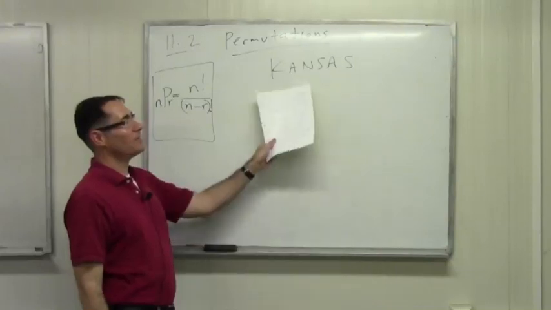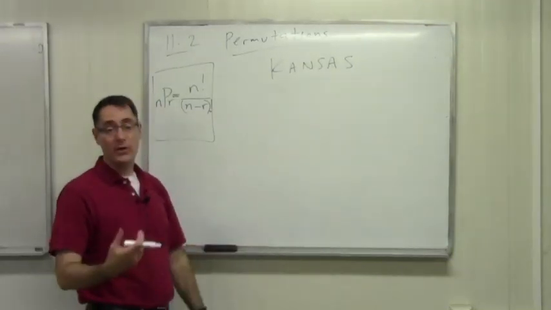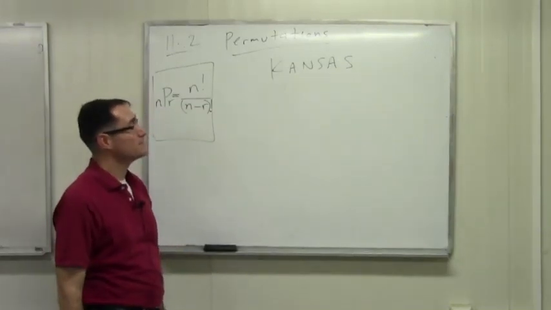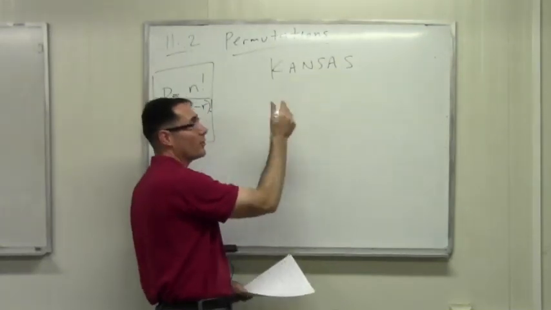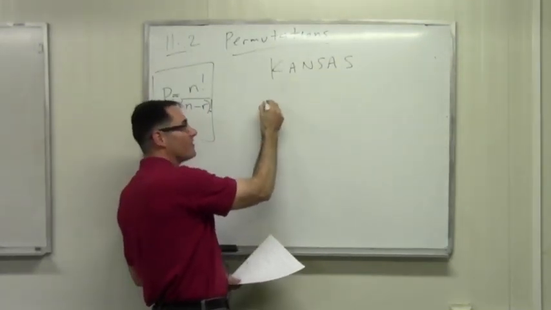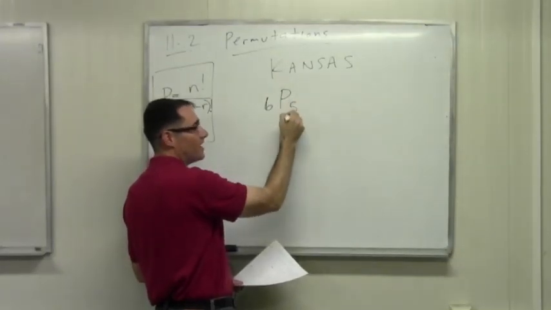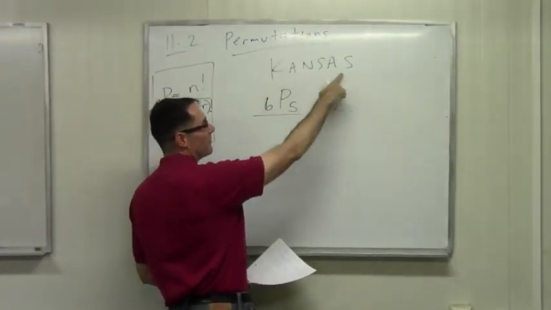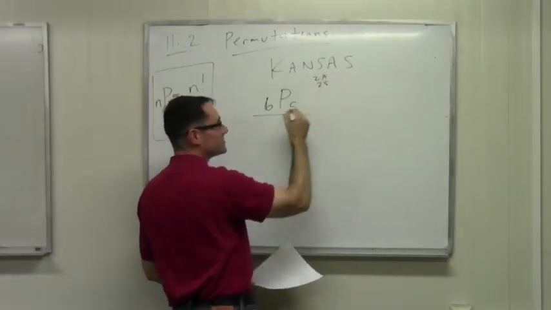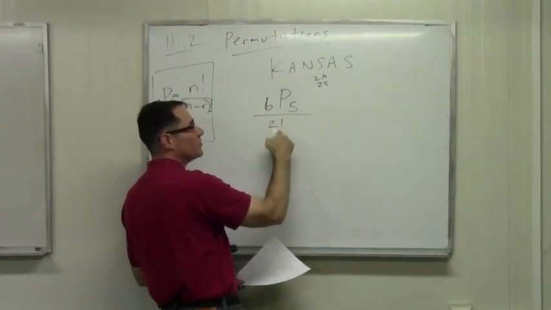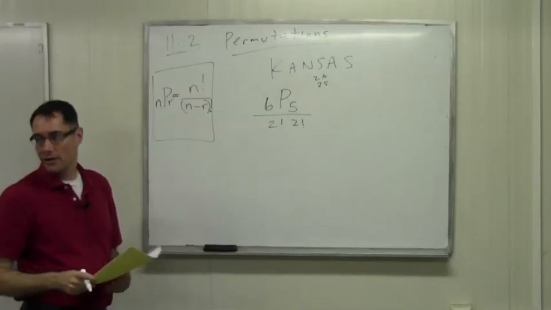Okay. So for Kansas, if we want to find out how many different ways we can rearrange, let's say we want to rearrange 5 of the letters instead of all 6. If we just want to arrange 5 letters, there's 6 total, 6P5 divided by how many repeats are there? 2. There's 2 A's and there's 2 S's. So it's also going to be divided by 2 factorial times 2 factorial. Right?